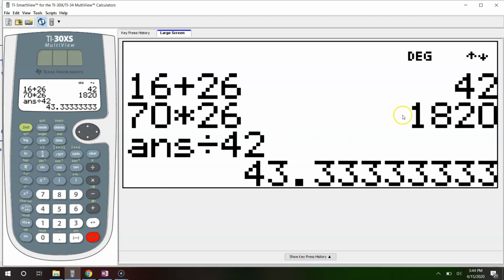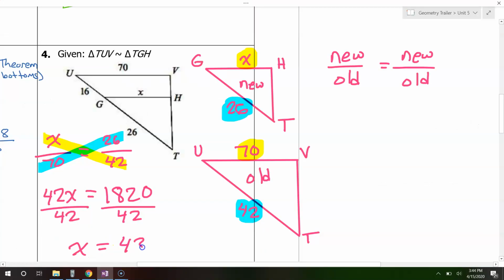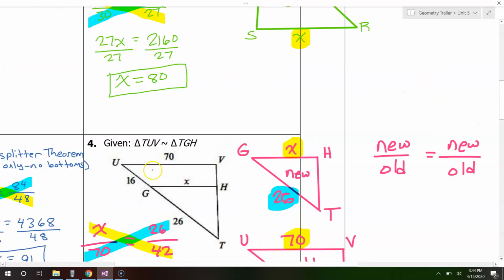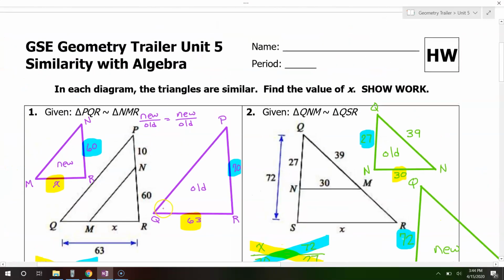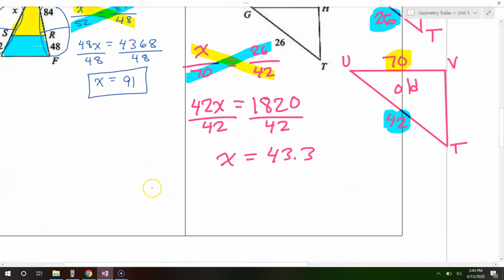I'm going to go back and double check this in a second, but for now, I'm getting 43.3, so I guess I'm going to round that. Did they tell us how many decimals to round to? They don't say anything about decimals.